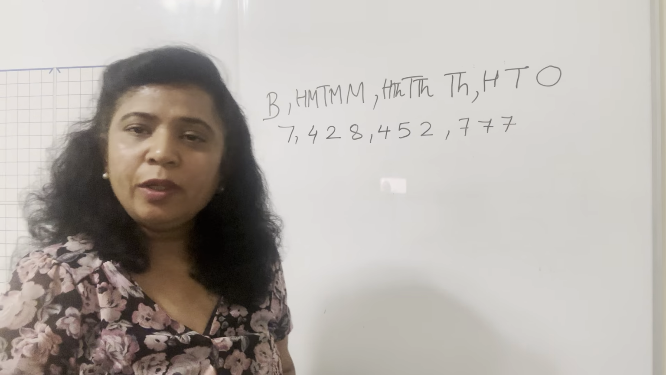If you have something written here, for example 2, and it is written here 4, what is the relationship between 4 and 2? They are 100 times. 4 is 100 times of 2. This relationship they share.